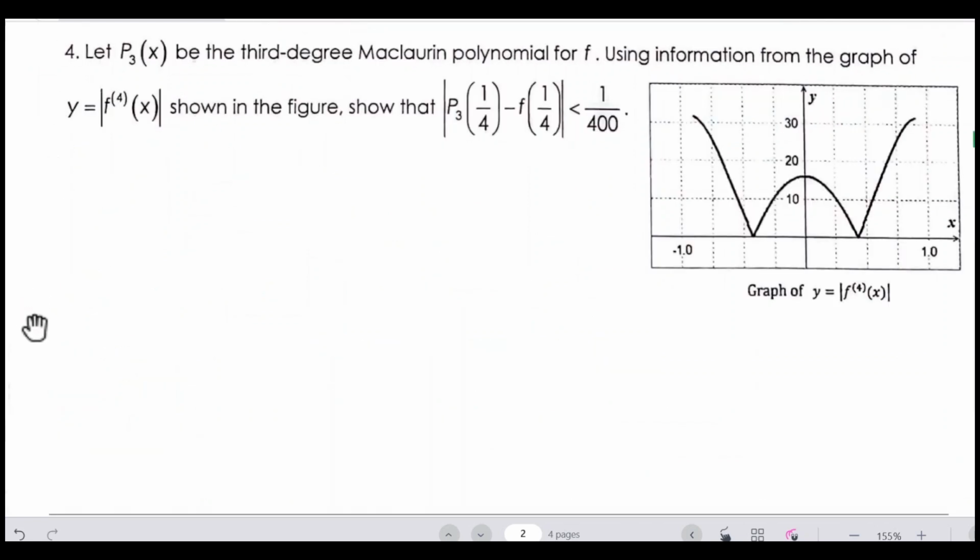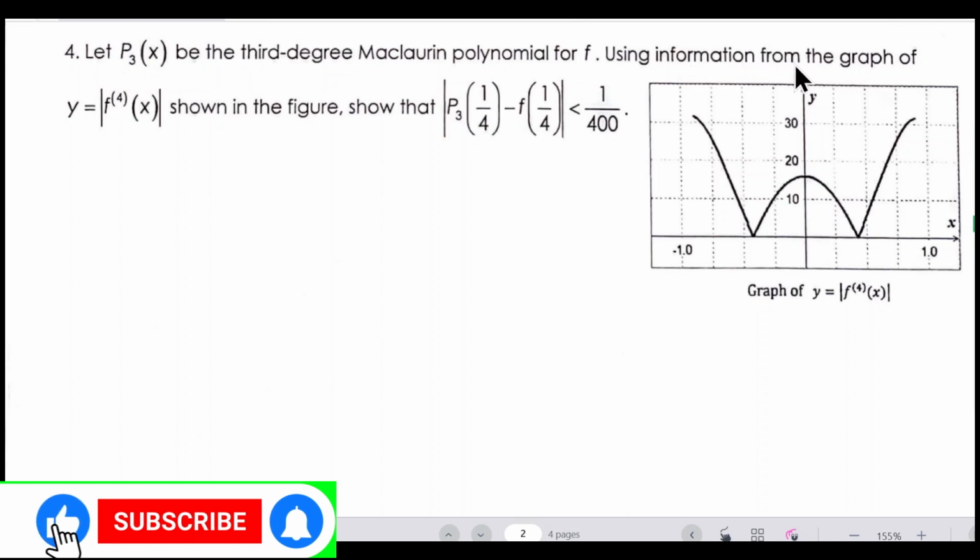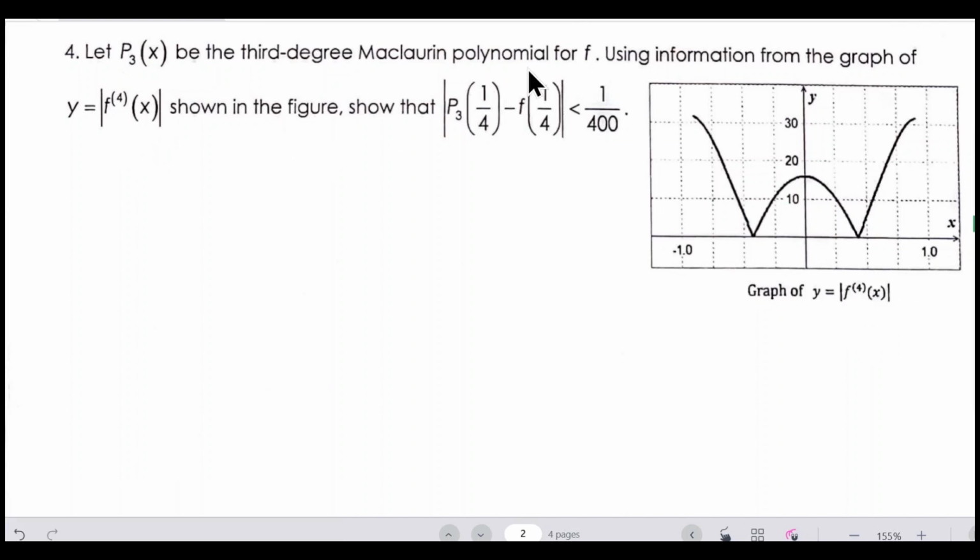Right, Lagrange error bound. This one is about Lagrange error bound. So P3 of x is a third degree Maclaurin polynomial of f. Using the information from the graph, y is equal to, okay, this graph is of the fourth derivative of the function. Show that this is less than 1 over 400. If you look at it carefully, this absolute value, P3 of 1 over 4 minus f of 1 over 4. f is the actual function, and P is the approximation of this. So this is basically the error. We are looking for the maximum value of error, in other words, the Lagrange error bound.